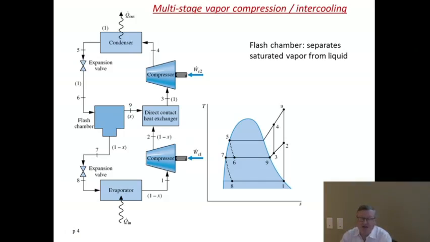But the problem is you can't make an intercooler in a cooling cycle because you already are below room temperature. So there's nothing you can dump your heat into. So the trick here is quite different. It makes use of something called a flash chamber. A flash chamber is something that separates saturated vapor from saturated liquid.